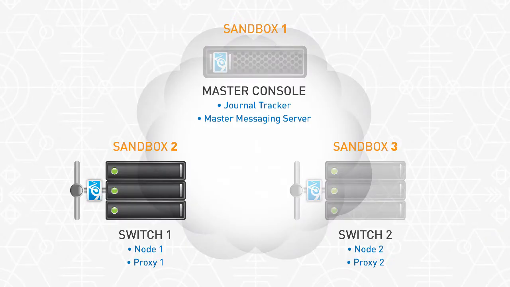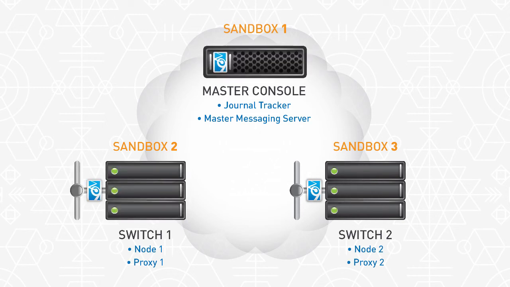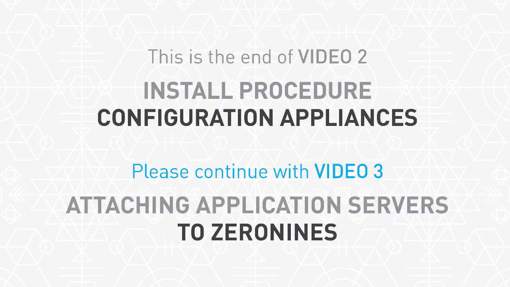In conclusion, we have just established the switching, node, and proxy services for our appliance, Sandbox 2. At this time, you will repeat the previous steps to install the software on Sandbox 3 to complete the always available standard configuration. Additional videos are available to assist you with attaching your application servers to the always available standard configuration.